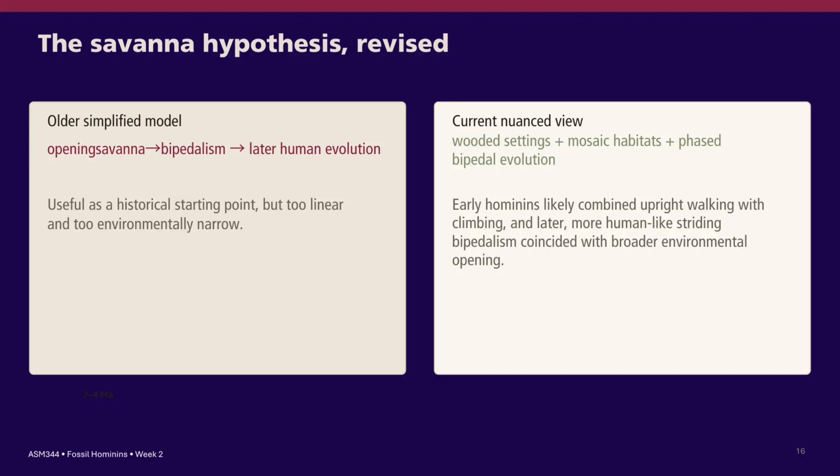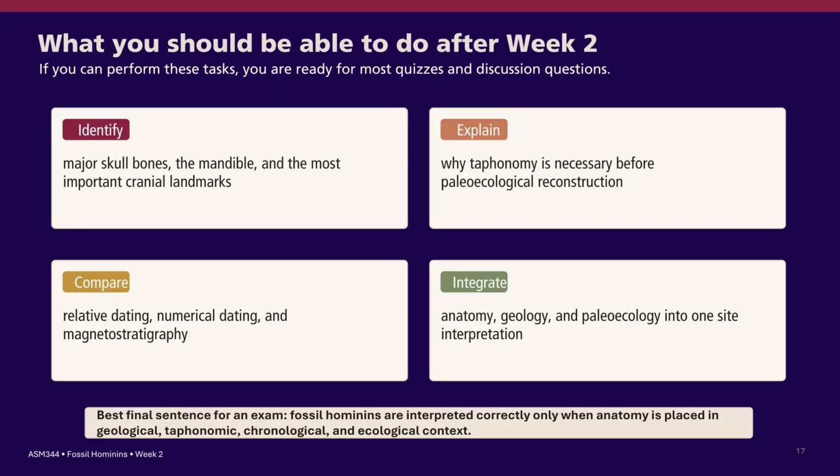Bipedalism itself may have evolved in phases. Earlier hominins show combinations of bipedal and arboreal traits, while later, more human-like striding bipedalism becomes clearer in the context of more open environments. The modern hypothesis is that hominin evolution unfolded across heterogeneous, shifting landscapes, and that no single habitat label explains everything. Fossil hominins can only be interpreted correctly when anatomy is integrated with time, preservation, and environment.